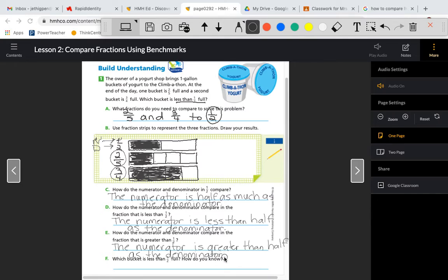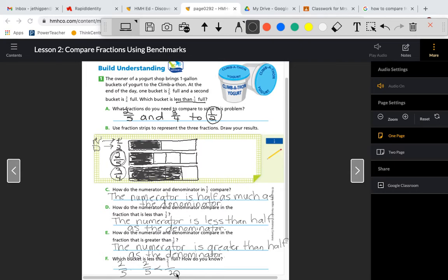Okay. F. Which bucket is less than 1/2 full? How do you know? So which bucket is less than 1/2 full? We would say that that would be 2/5. How do we know? Well, we know because the numerator of 2/5 is less than half as much. So we could say that 2/5 is less than 1/2.